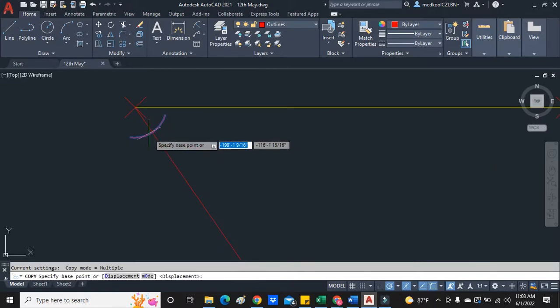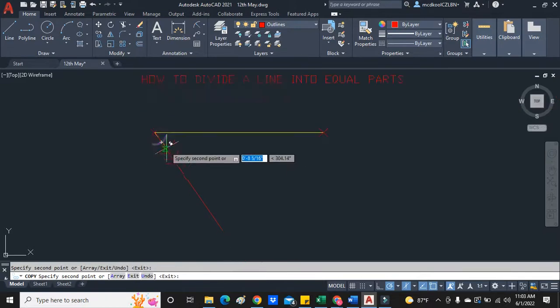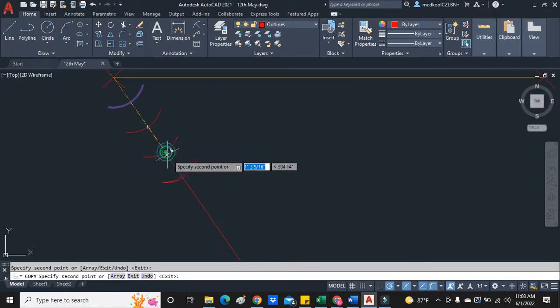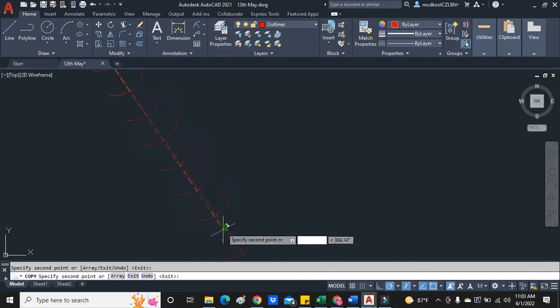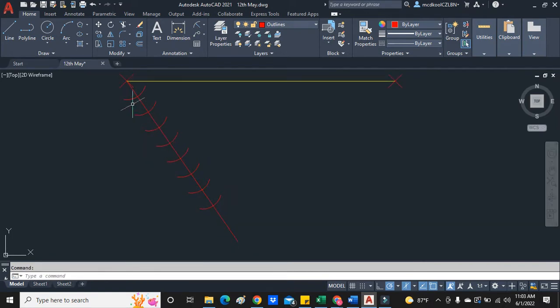All right, so I copy it from here. How many parts am I dividing this line into? So how many arcs do you think I should have here? Good. So we have here 1, 2, 3, 4, 5, 6, 7. And then I'm going to delete the last one. So we have our 7 points here.